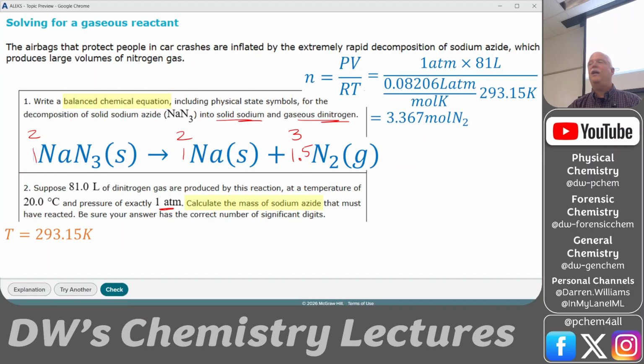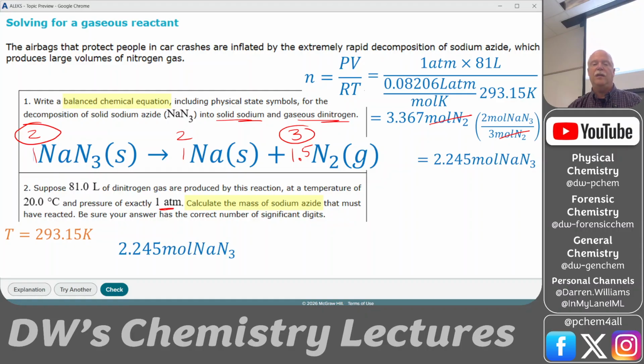So here's why we need that balanced chemical equation. We got to multiply by this mole ratio. It's 2 moles of sodium azide for every 3 moles of nitrogen. So here we're getting out of moles of nitrogen and into moles of sodium azide. If you get that upside down, you're going to get the problem wrong. So that's why using the units helps. Then we have this moles of sodium azide. That's not what we want either. We want grams. So we got to use the molar mass.